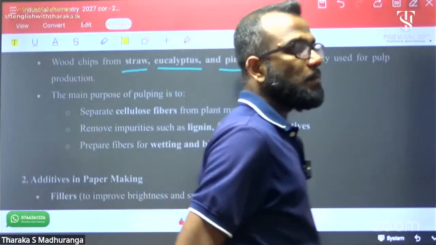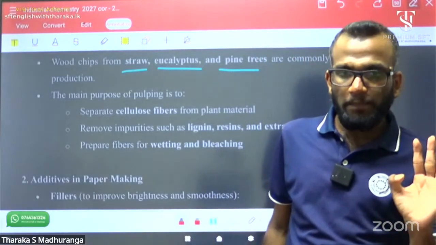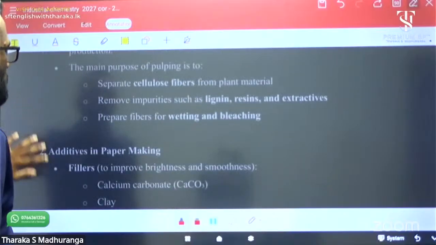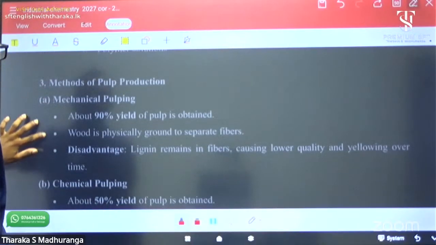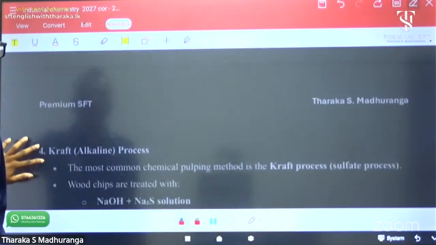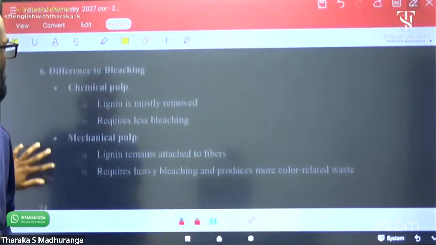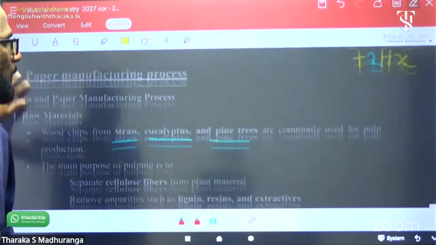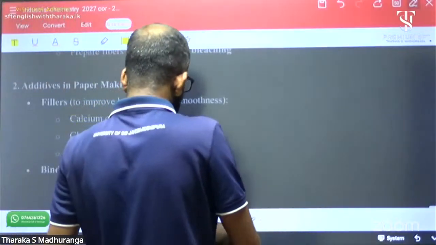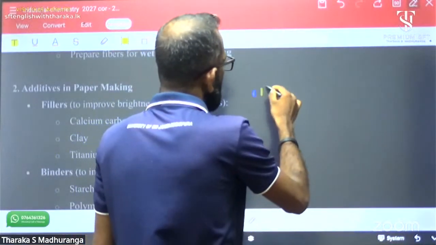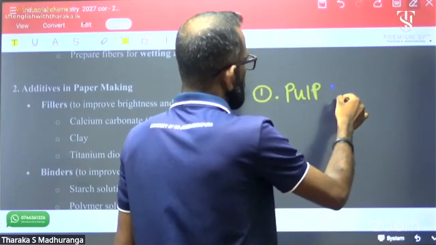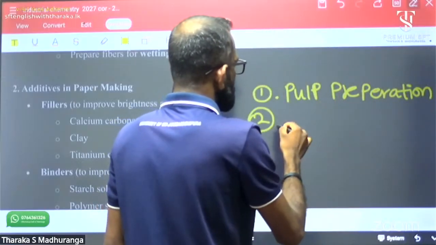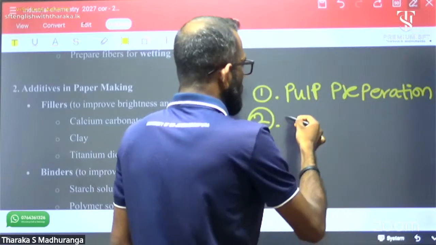Okay, paper production has mainly 4 steps. Note down. The first one is pulp preparation. The second one is sheet preparation.